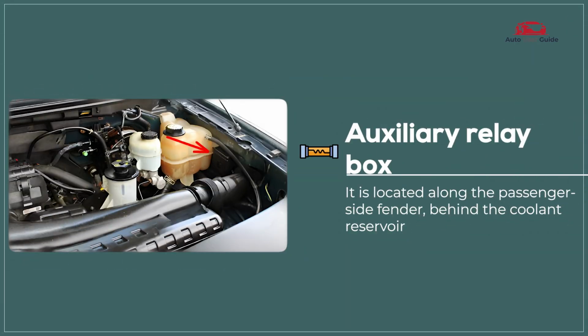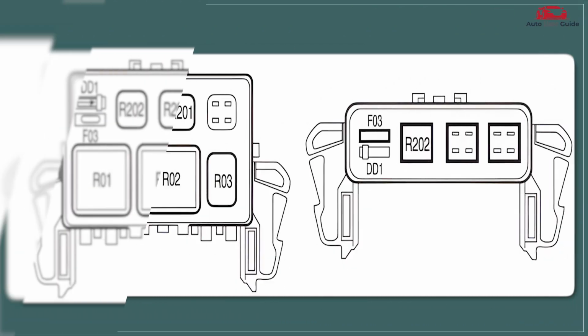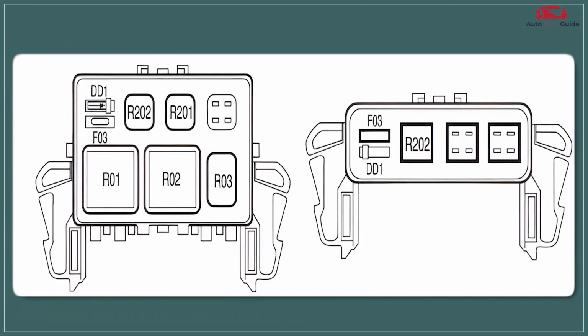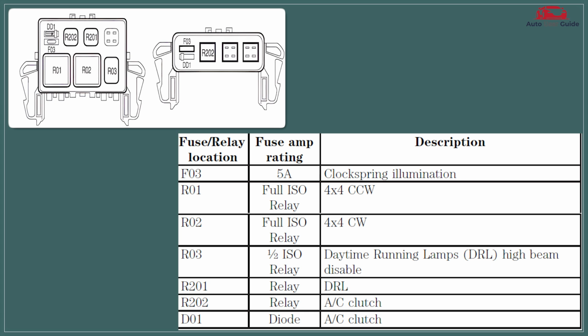Auxiliary relay box. The auxiliary relay box contains additional relays not housed in the main fuse box, typically supporting secondary systems like trailer tow, fuel pump, or HVAC controls. It provides circuit protection and control for these added electrical components.